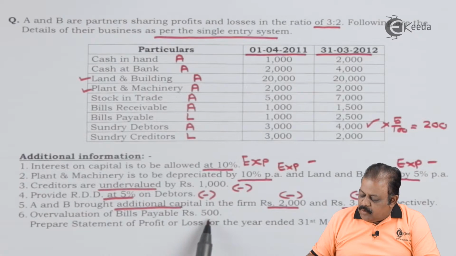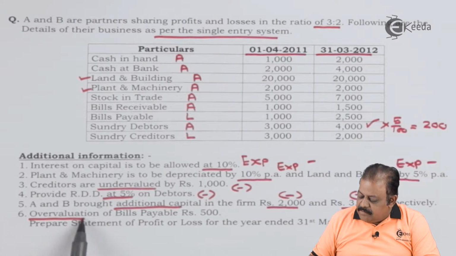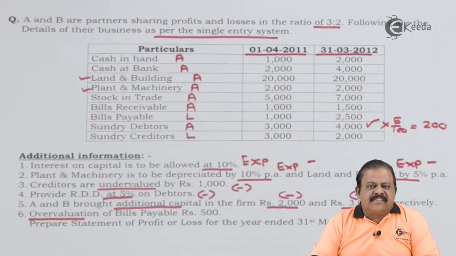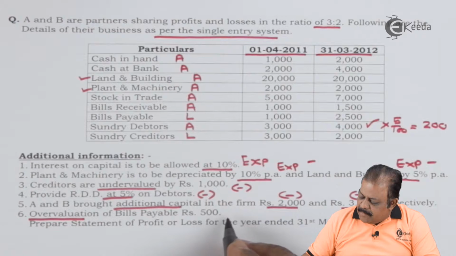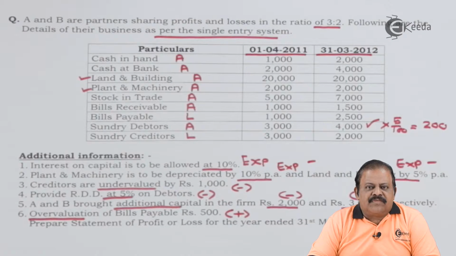Overvaluation of bills payable rupees 500. Bills payable is another liability. Here they have said overvaluation, means it is taken more by mistake, rupees 500. So correction will finally result in a reduction in liabilities. Reduction in liability is a gain for the business. Therefore, this amount will be added while preparing statement of profit and loss.